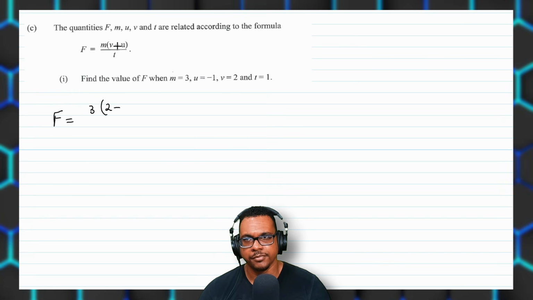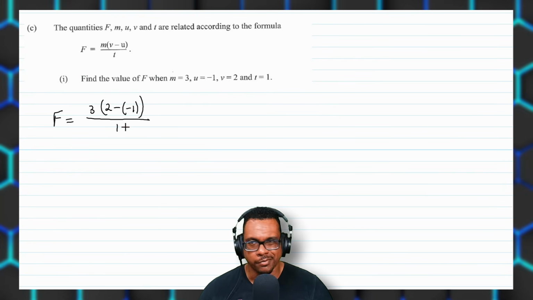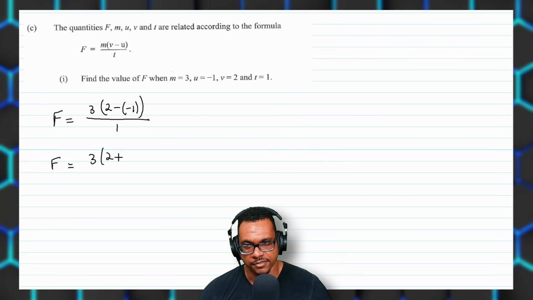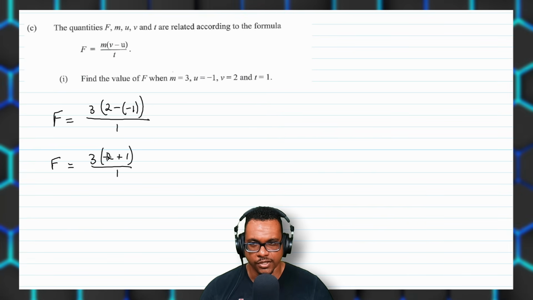So we have take away from the formula. And then U itself is negative 1. All right. Then we're going to divide by T. And T is 1. Now, BODMAS, we have brackets first, right? So here we have the brackets. So we have to multiply these two negative signs first. You get positive signs. So F is equal to 3, open brackets 2. Multiply these two, get positive signs. So 2 plus 1 over 1. Now, brackets first. So add the 2 and the 1 and get 3.